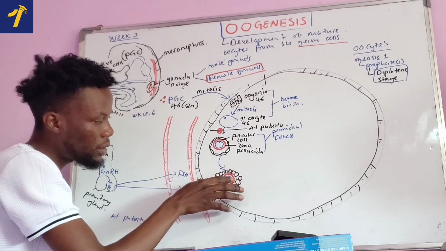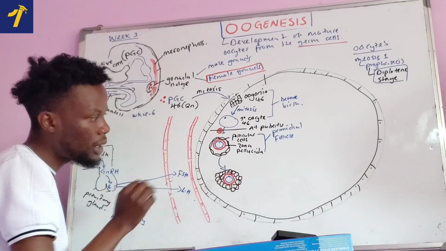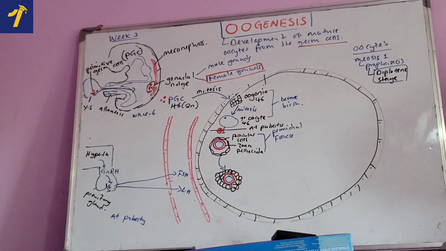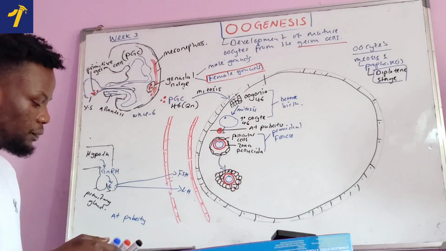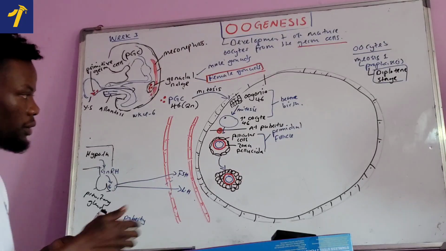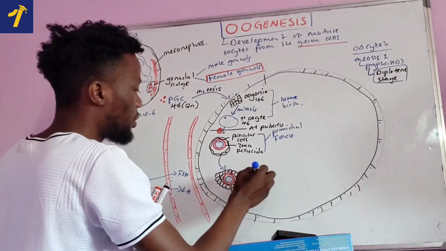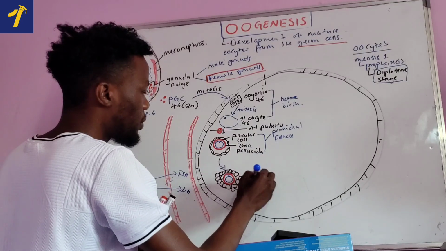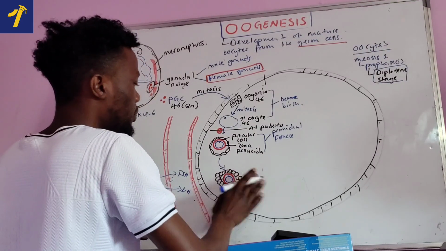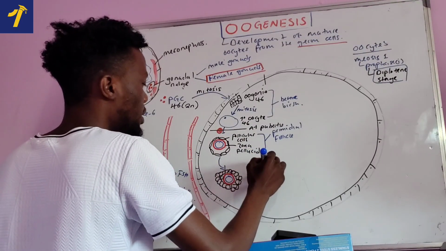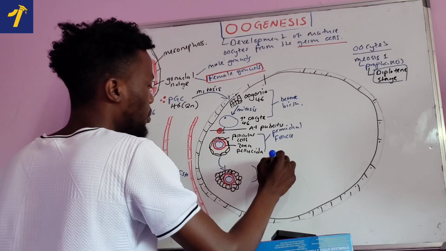The primary oocyte comprises of what? Now the zona pellucida. The name is going to change now. From the primordial follicle, we are now going to have the primary follicle. So this one we're going to call it what? Primary follicle. So let us write from here. This is now the primary follicle.